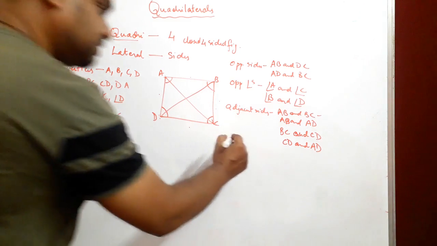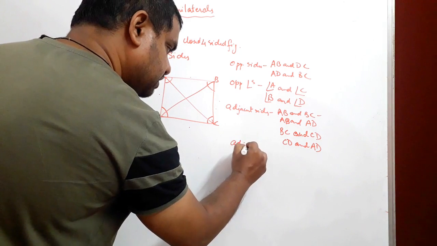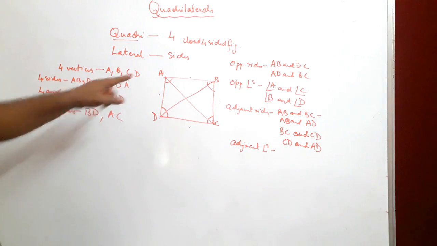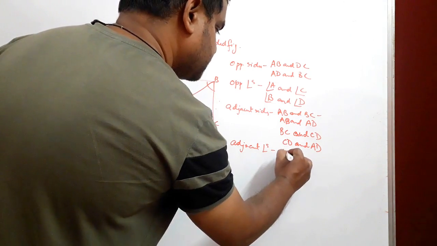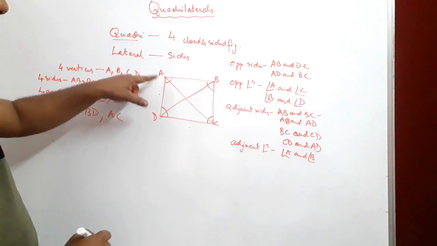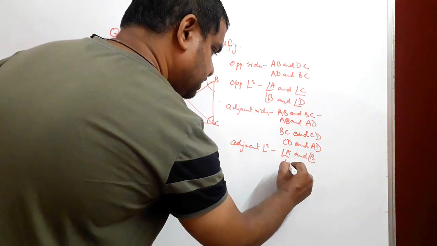Which are your adjacent angles? Adjacent angles will be neighboring angles. So angle A and angle B on this side. On this side it is angle A and angle D.